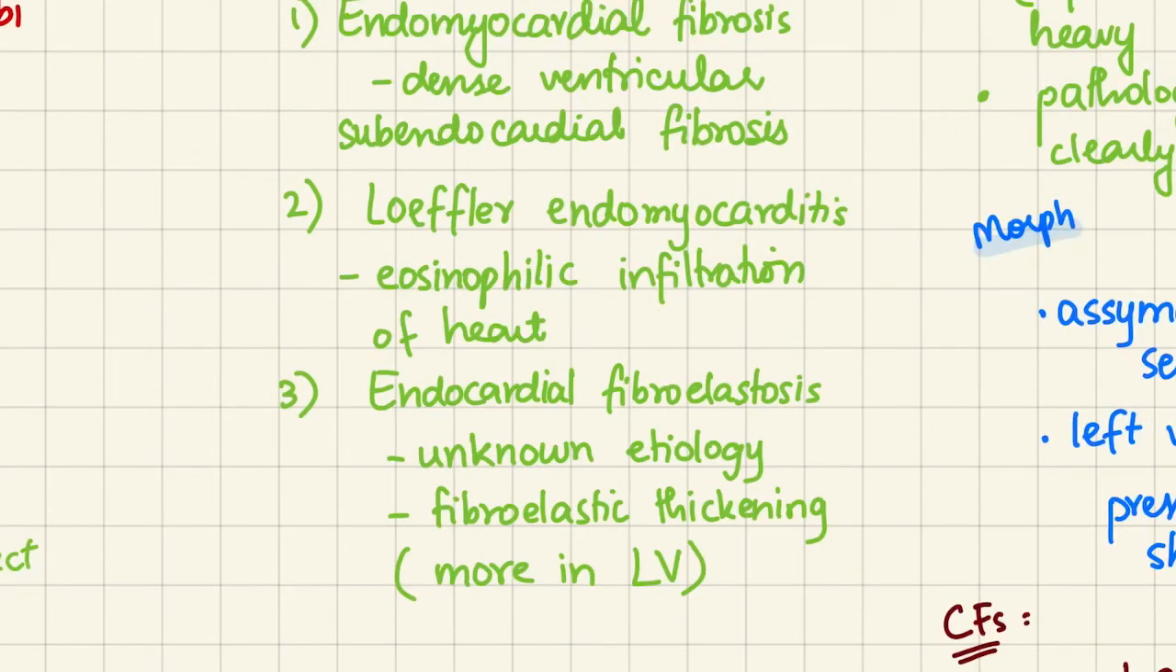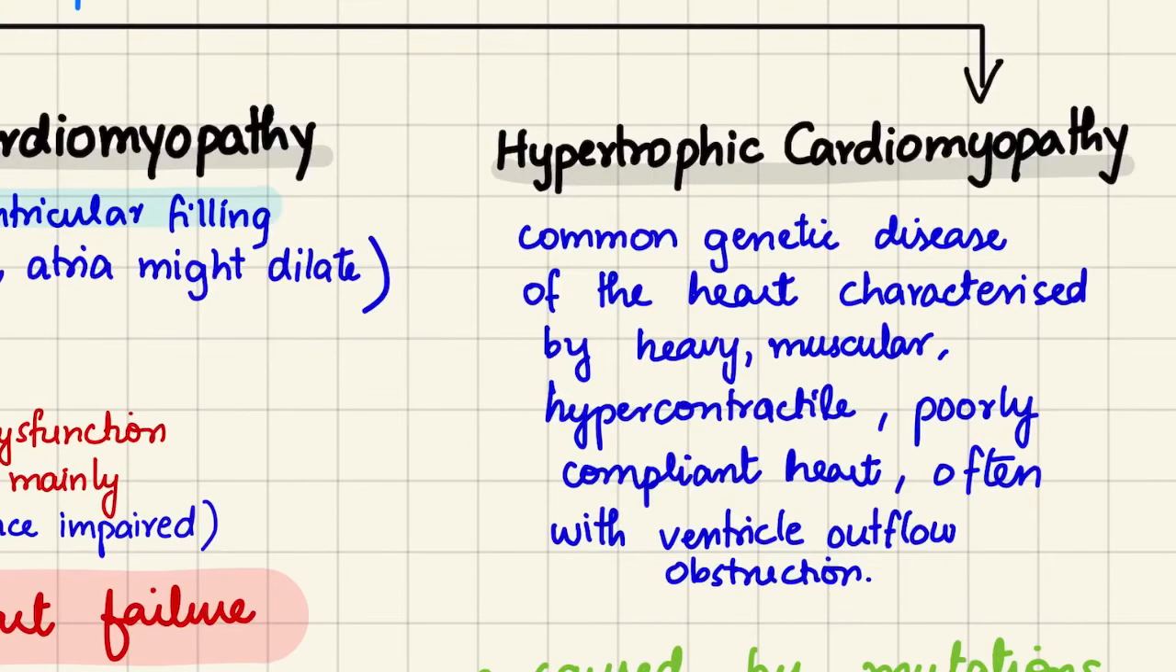Now this is an uncommon disorder and its etiology is not known, but it is characterized by fibroelastic thickening of the ventricle. Mostly it occurs in the left ventricle rather than the right. So this will have fibroelastic deposition and thickening, and thus this is also a type of restrictive cardiomyopathy. And lastly, we have hypertrophic cardiomyopathy.